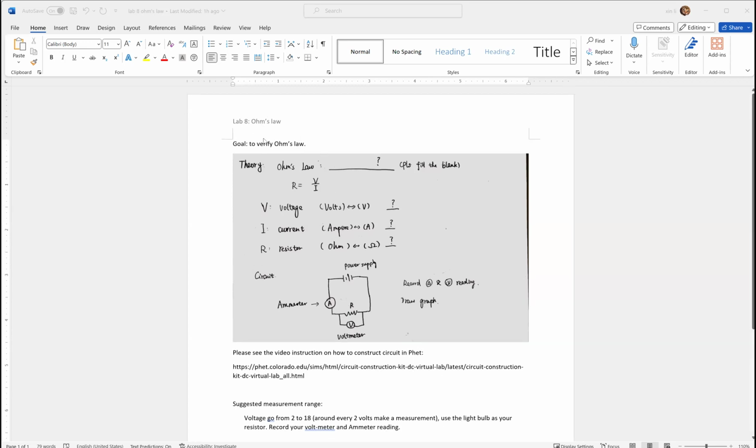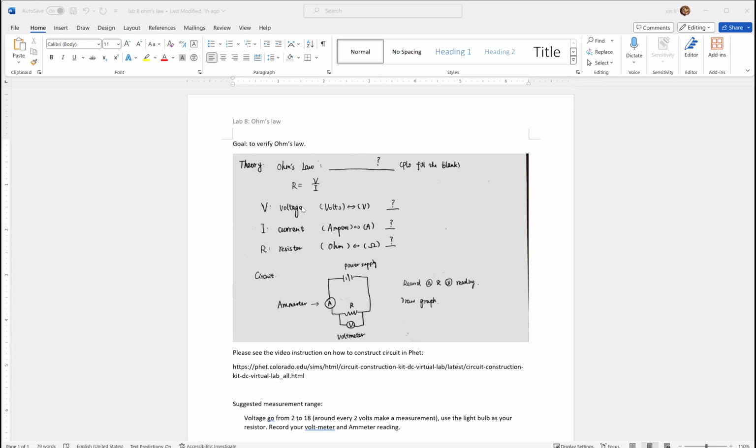So this is lab 8, which is about Ohm's law. The goal, of course, is to verify Ohm's law. So in your lab report, you want to answer what is Ohm's law. You have to state Ohm's law here. And the equation is R equals V over I.